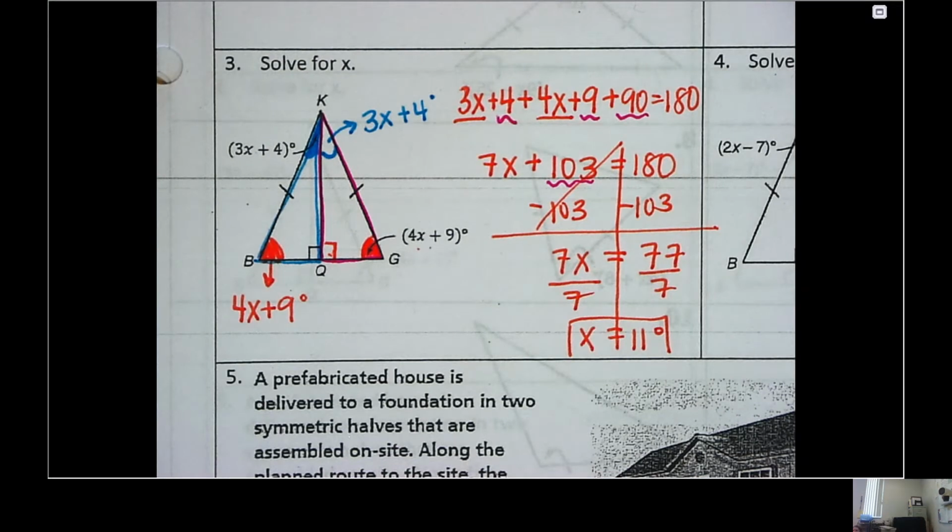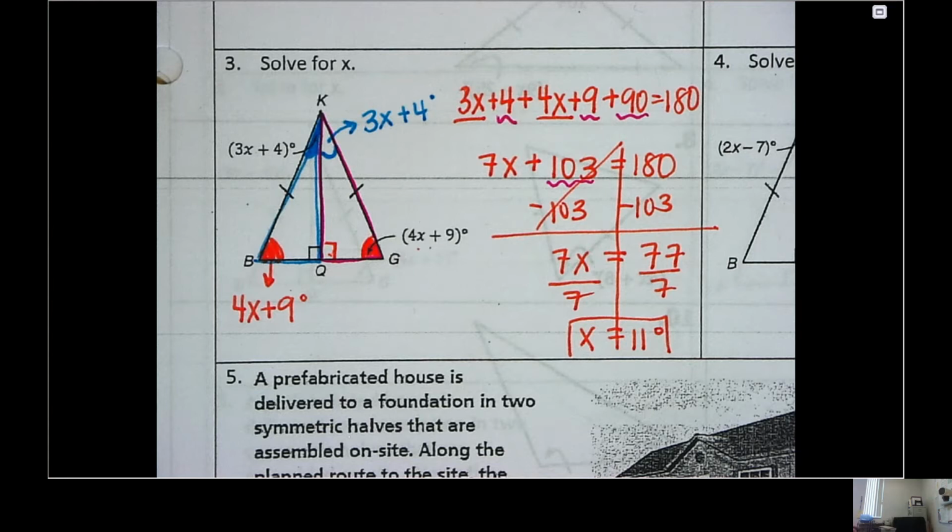All right, check your work. Did you get 11 degrees? Almost everybody did, so fantastic. I love to see that you guys are already started on that second one.